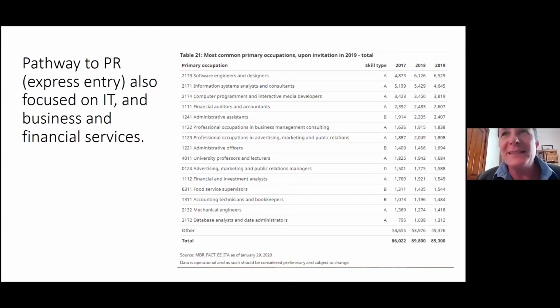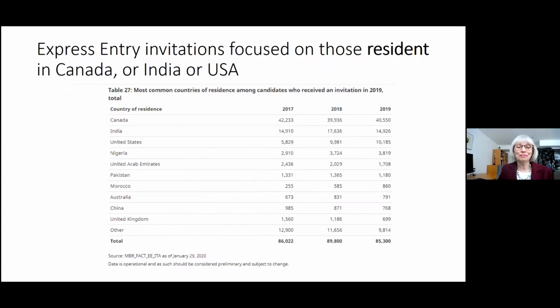So many times they will go into permanent residency through the express entry pathway. And so what's interesting here is when we look at express entry, we see that those subject areas in terms of IT and business and financial service are often the top performers. Interestingly as well, looking at data on the express entry system, we see that the top countries of residence are Canada, so those are folks already in Canada, or India.